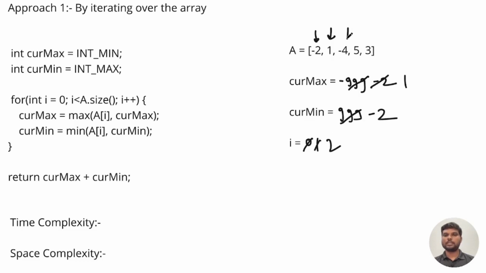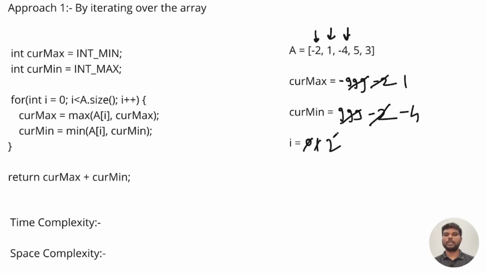So we will start considering this element. Now we will again find out which is the maximum between -4 and 1. 1 is the maximum, so we will keep 1 as the value for current max. And then we will find out which is the minimum value between -4 and -2. -4 is smaller than -2, so we will assign -4 to the current min.